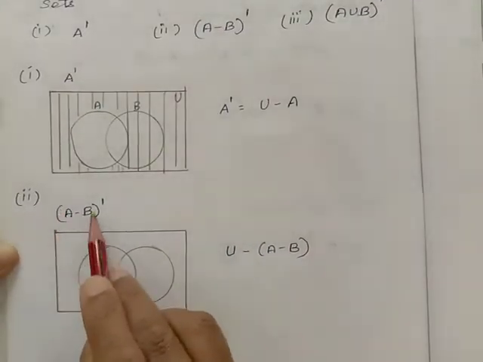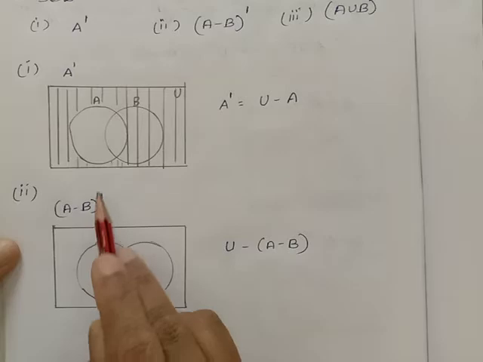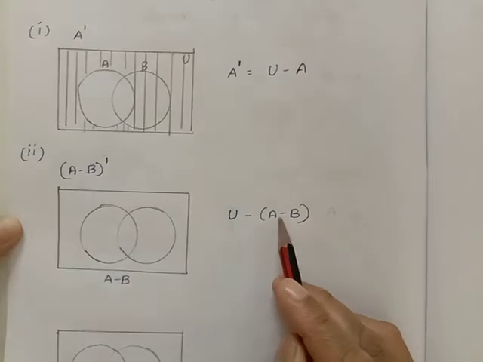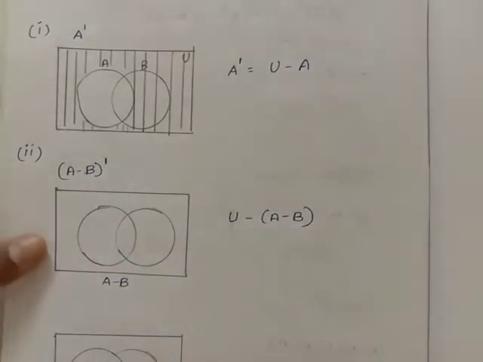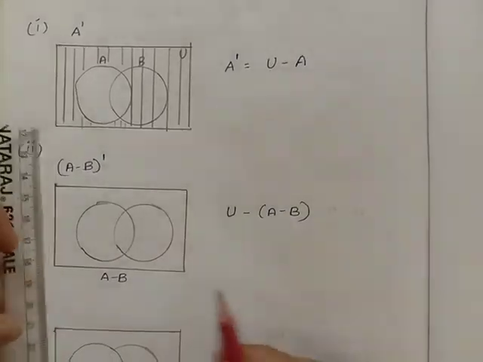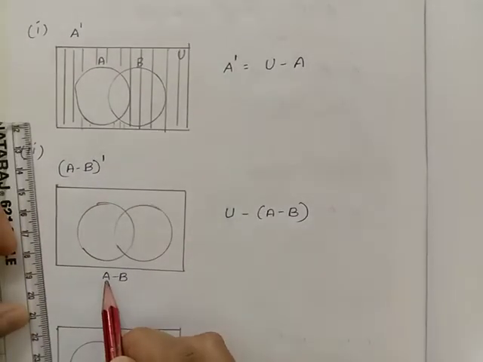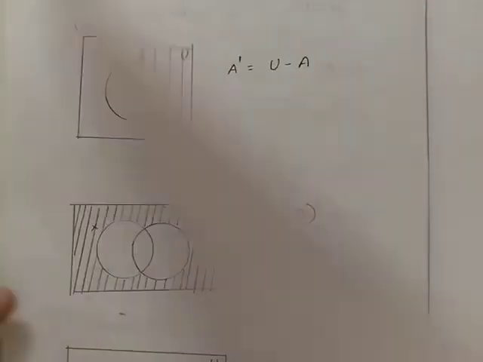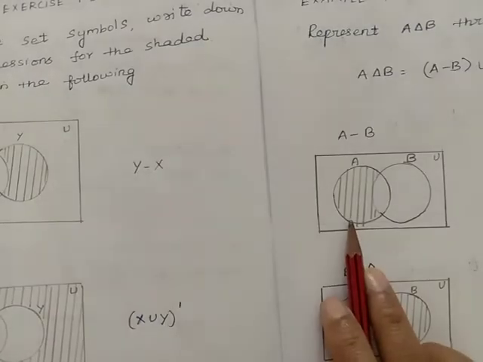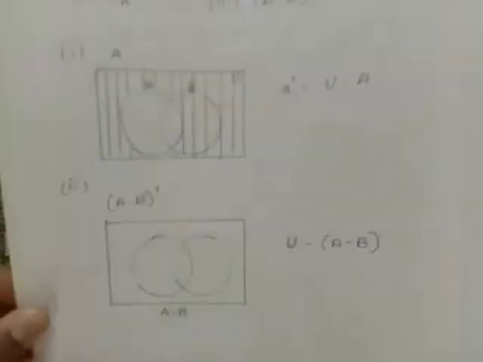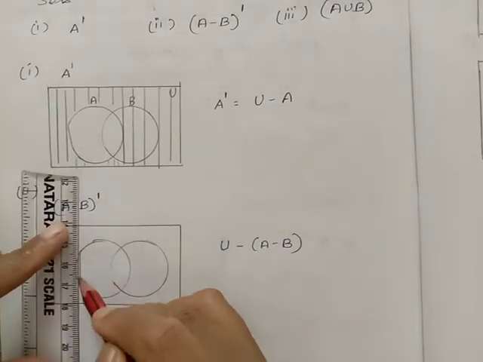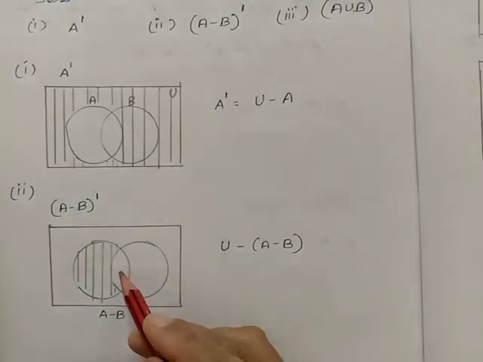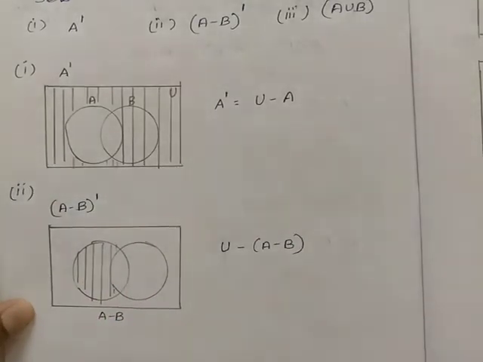Next, A minus B whole dash. What is meant by A minus B whole dash? Whole dash means universal minus what is under it, A minus B. So first we'll find A minus B. A minus B means we need the portion of A but we don't want the portion of B. We have already found A minus B in the previous sum. So we'll cover only A. This portion I am not going to cover because it belongs to both. So this is A minus B.